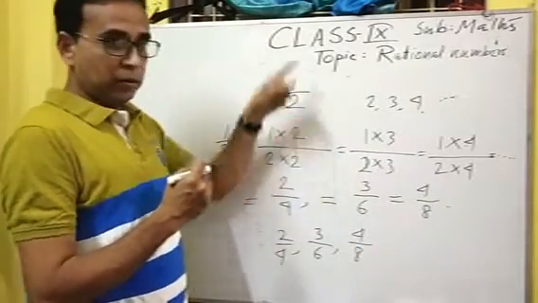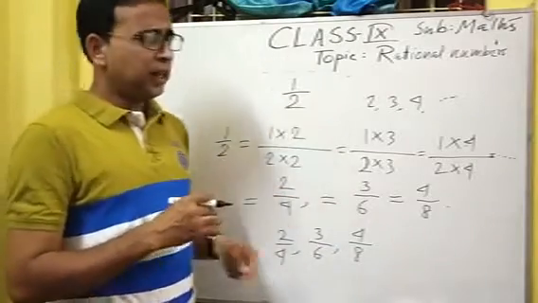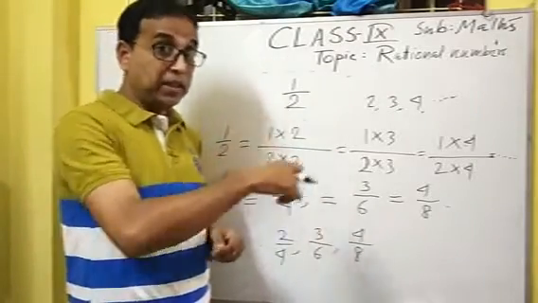So, we can find any other equivalent rational numbers in this way.